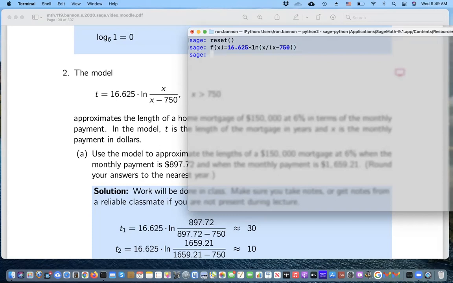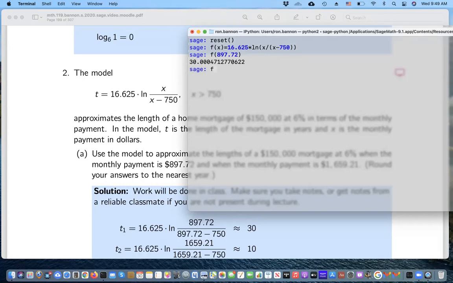All right, let's do the first one. It's going to be f, what's x going to be? 897.72. What does it give me? 30 point. Remember I said it's not exactly 30? Well, that's the number you get over there.